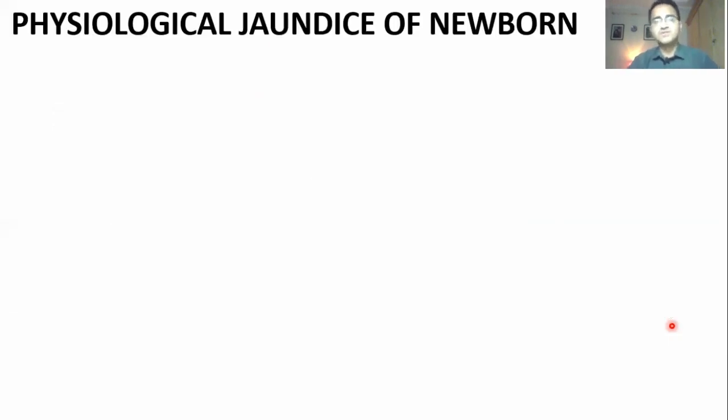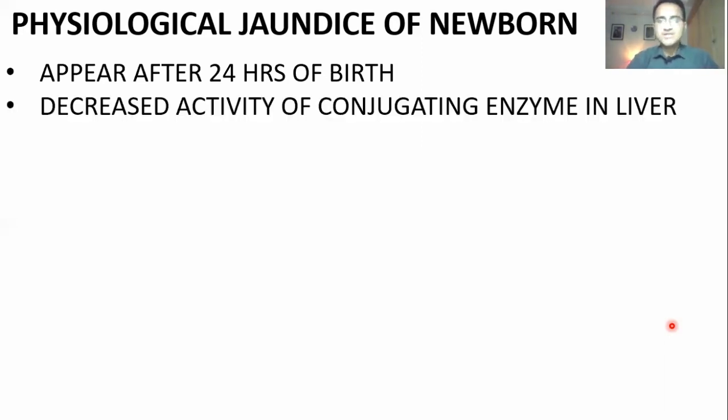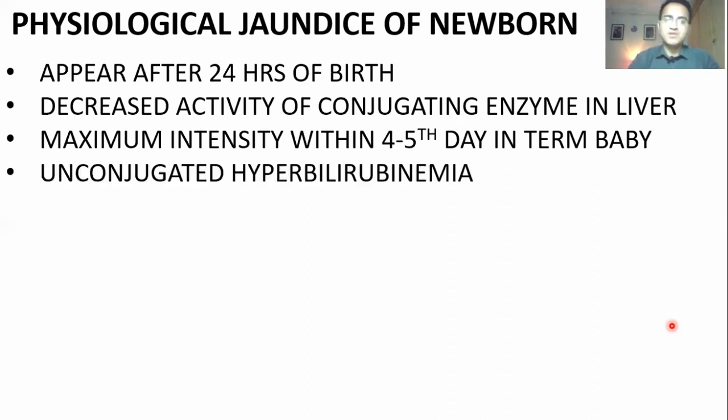Now I'll briefly talk about physiological jaundice of newborn, which is a jaundice that appears after 24 hours of birth. It is due to the decreased activity of conjugating enzyme in liver. Neonate's liver is immature and it cannot conjugate bilirubin as efficiently as a mature liver can do. So unconjugated bilirubin is elevated in blood, resulting in jaundice. It has maximum intensity at 4th to 5th day in a term baby, and there is unconjugated hyperbilirubinemia because conjugating activity is low.